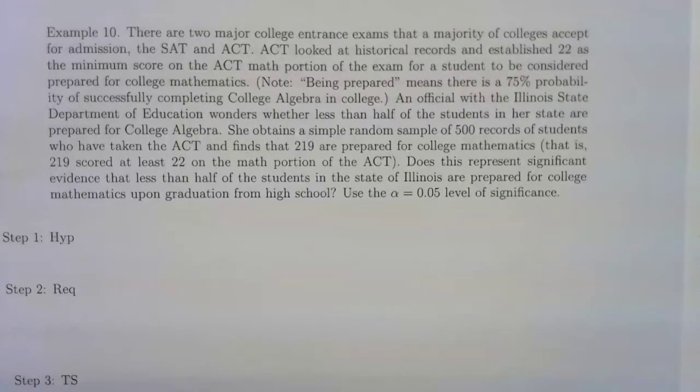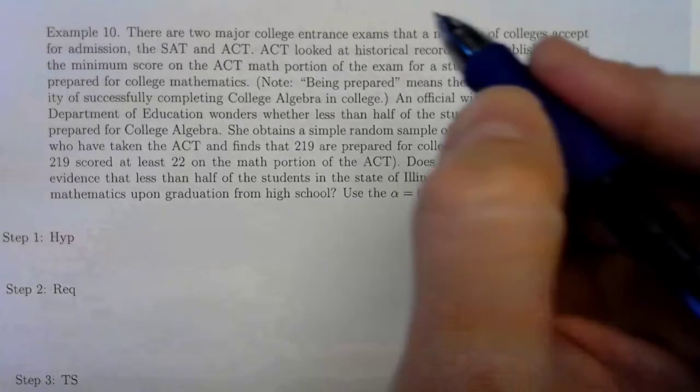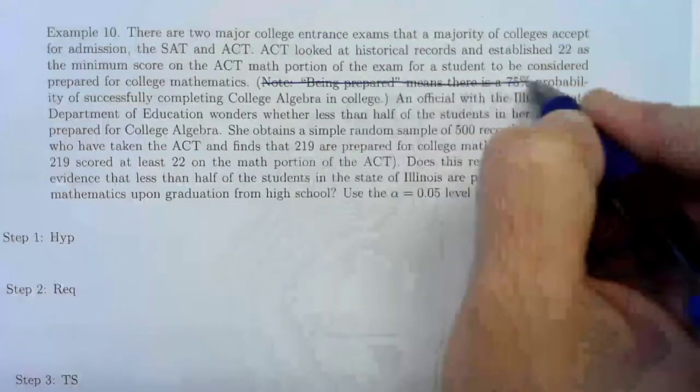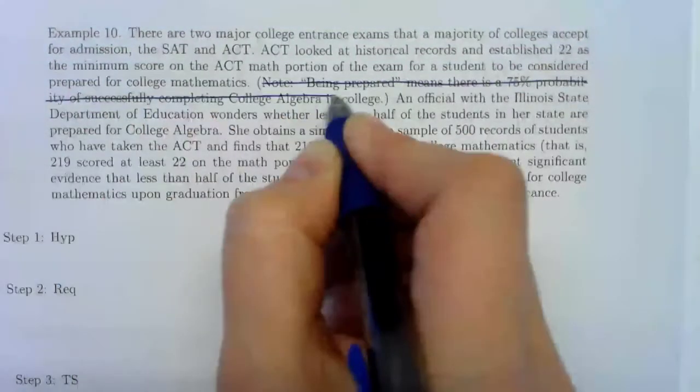Then in parentheses, it gives you a note that says being prepared is defined as that there's a 75% probability of successfully completing college algebra in college. This is a note. This is not important to us, so I'm going to go ahead and mark that out.